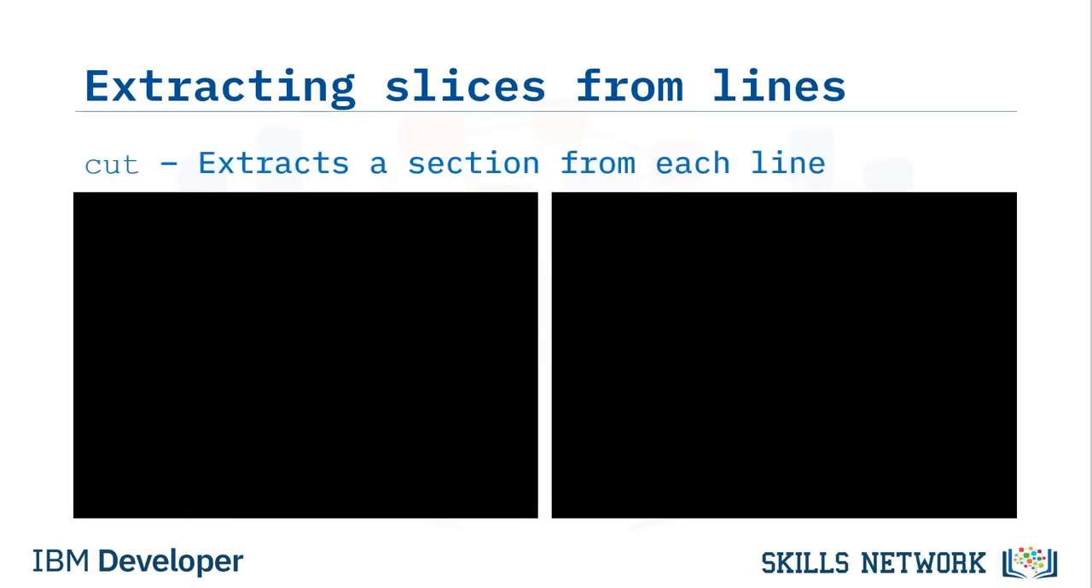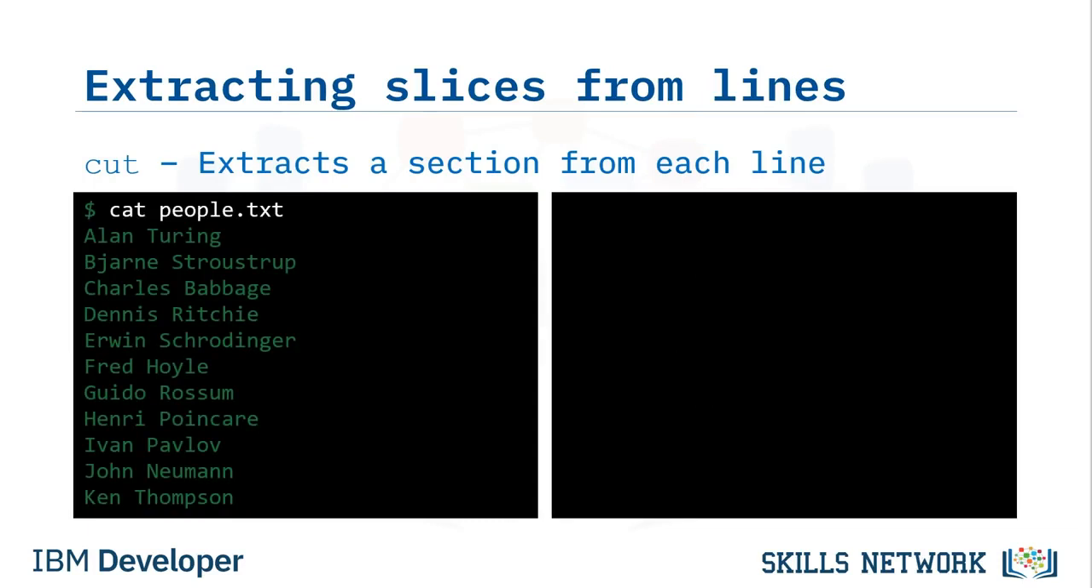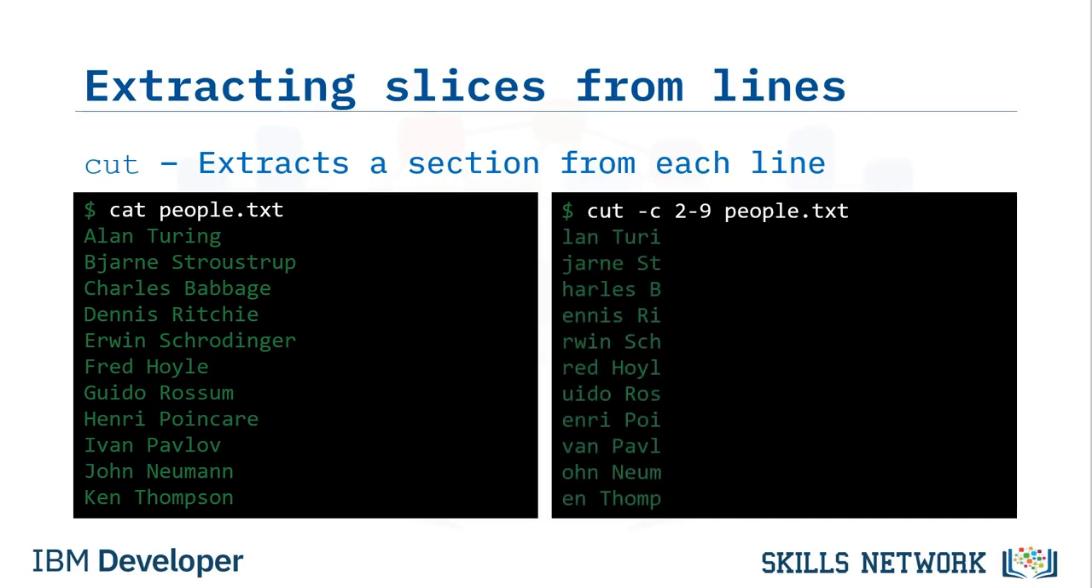You can use the cut command to extract specific sections from each line in your file. Here you see the list of famous names again, such as Alan Turing and Charles Babbage. You can use the cut command to extract characters 2 to 9 from every line by entering cut -c 2-9 people.txt. You can see from the output that, for example, Alan Turing is returned as Lanturi.